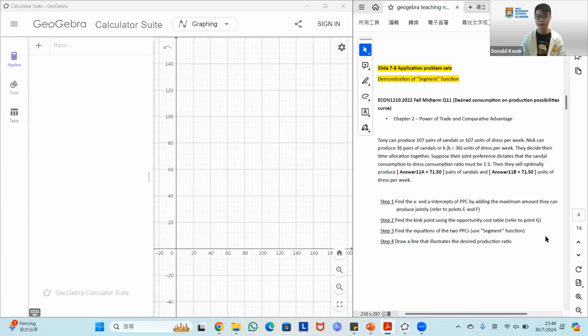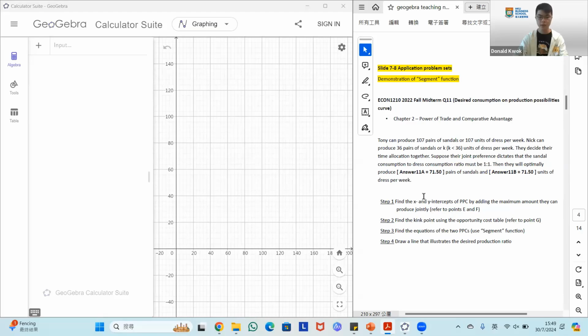I suppose it is clear to you that Tony has the comparative advantage in producing dresses, while Nick has the comparative advantage in producing scandals. You may construct an opportunity cost table yourself to check, but here I'm going to focus more on the use of GeoGebra functionalities. To deal with this kind of problem in a closed economy, there are 4 guided steps that I have outlined in the PowerPoint slide and also put down here on the right-hand side so that you can better follow what I'm trying to deliver.